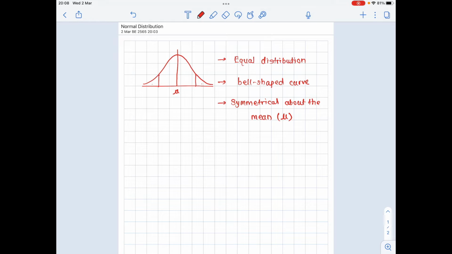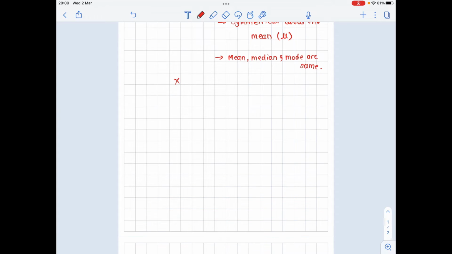And finally, mean, median, and mode are the same. Now, how do we show the normal distribution curve? X is a random variable which is normally distributed. In brackets, the first quantity is known as the mean and the second quantity is known as sigma square, which is also called the variance.